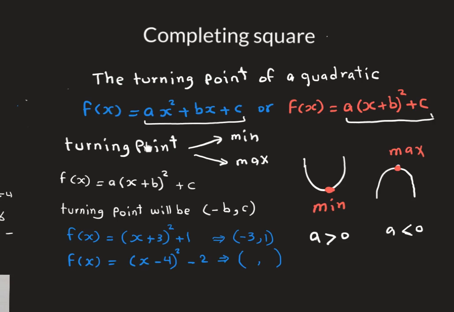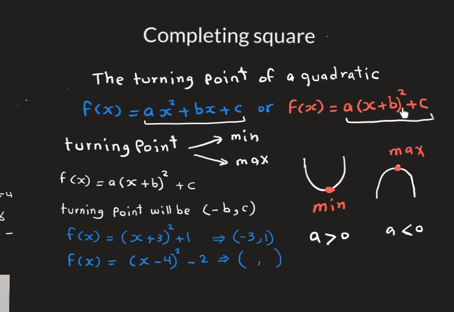What is the meaning of turning point? When we draw a quadratic function, the sketch may be in this shape or that one. The first one, the quadratic, has a minimum point. The second one, the quadratic, has a maximum point. Minimum point and maximum point are called turning points. So a turning point may be a minimum or a maximum point. How do we find the minimum or maximum point, which is called the turning point?